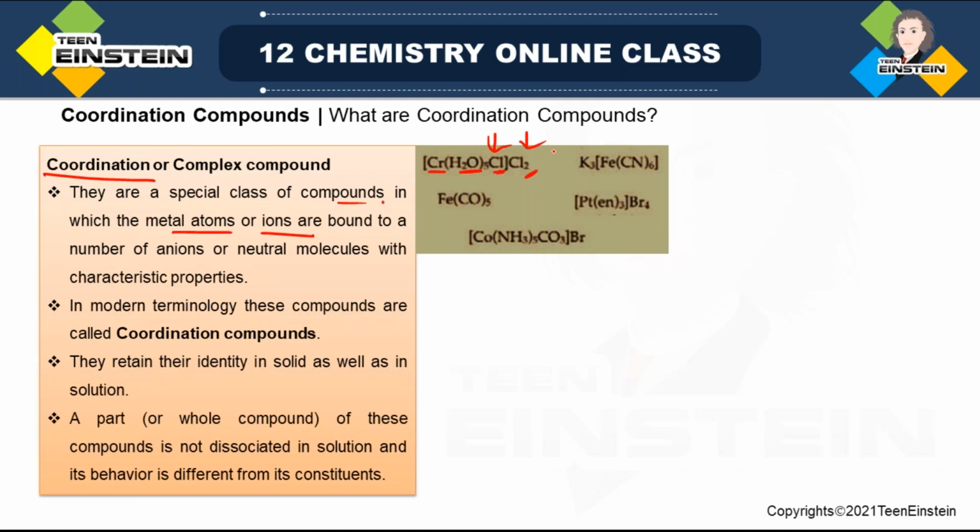It may be a metal atom in zero oxidation state, or it may be carrying some positive charge. In that case, we will call it an ion.